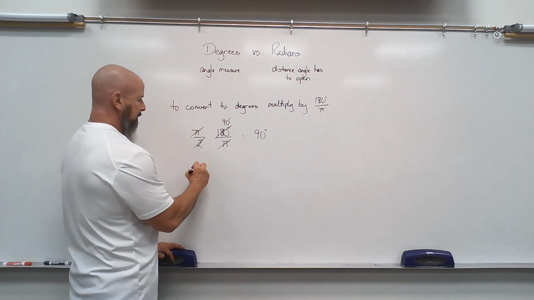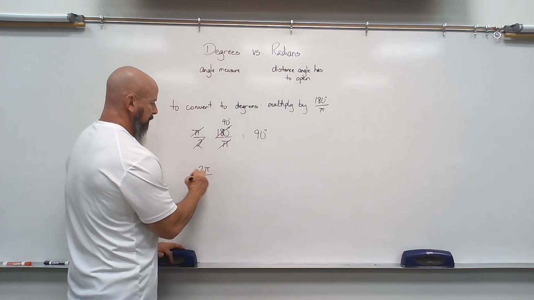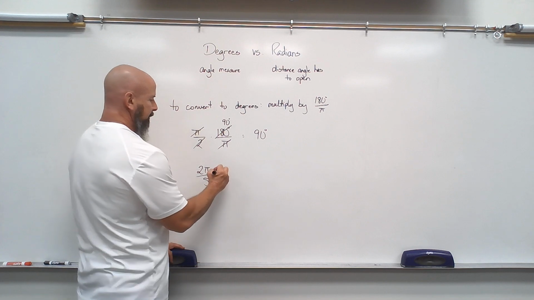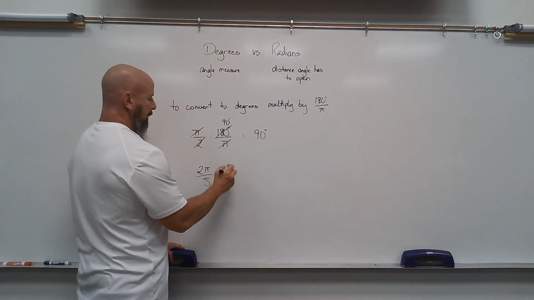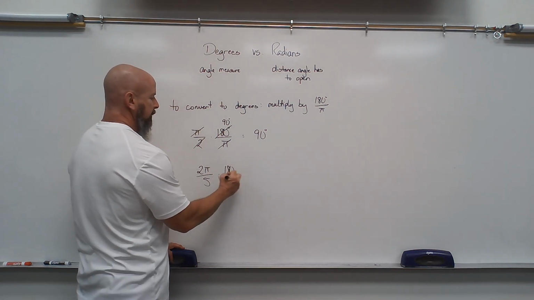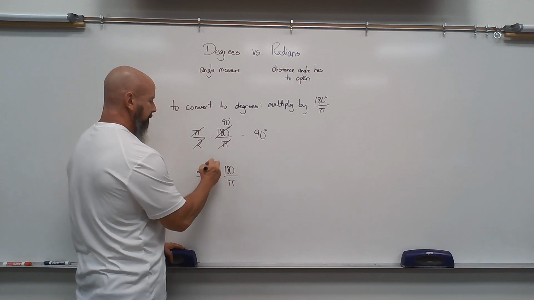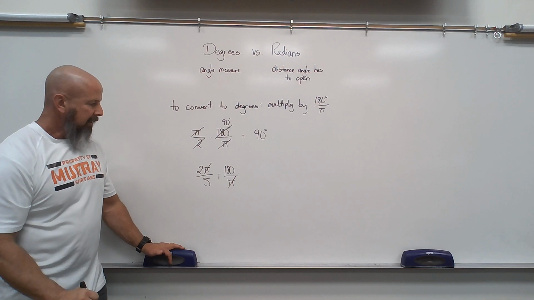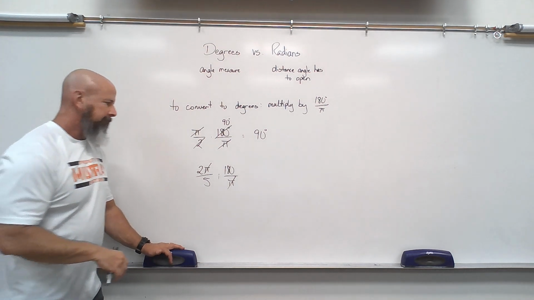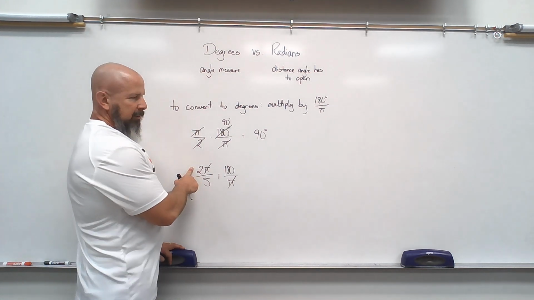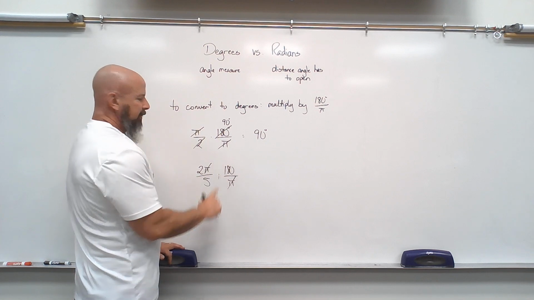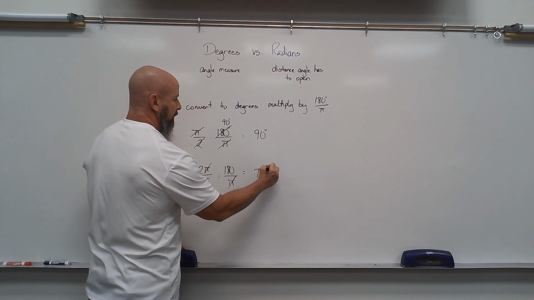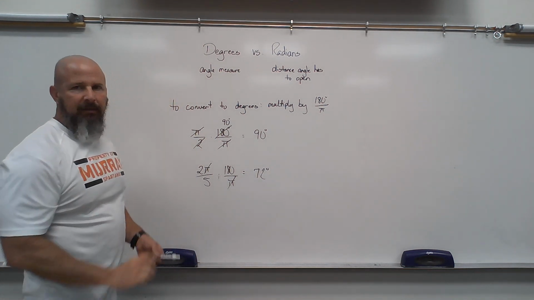Let's say up here like 2 pi over 5. Okay. 2 pi over 5. I'm going to multiply that by 180 over pi. Again, my pi's, they'll cancel out. And go 2 times 180 is 360. 360 divided by 5 would be 72 degrees.